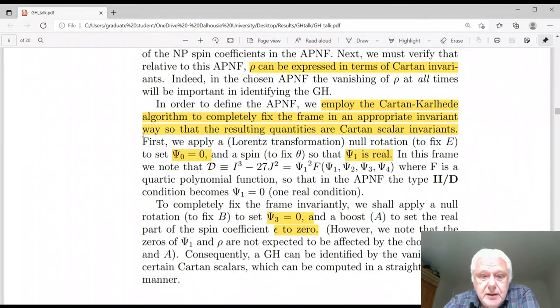In this preferred frame, we want to set psi 0 equal to 0, so we want to choose the null vector L in an appropriate way. This is done by null rotation, using 2 degrees of freedom of the Lorentz freedom. A spin can be used to construct a real psi 1, so that the spacetime is now in this frame algebraically special when the psi 1 real condition is equal to 0. And then in order to fix the frame completely, we have some additional conditions that need to be satisfied.